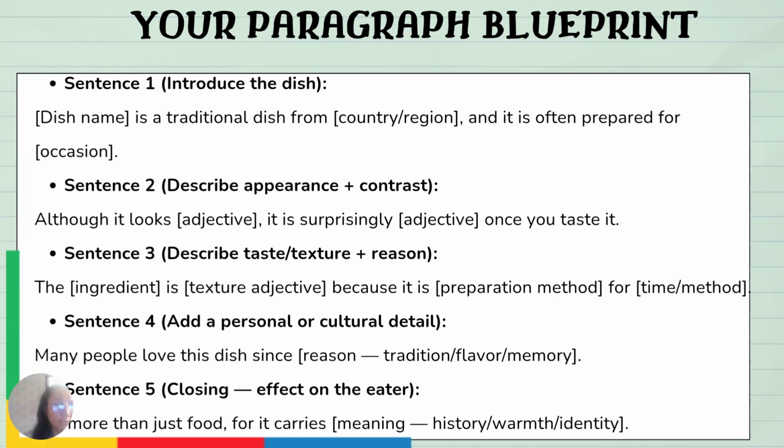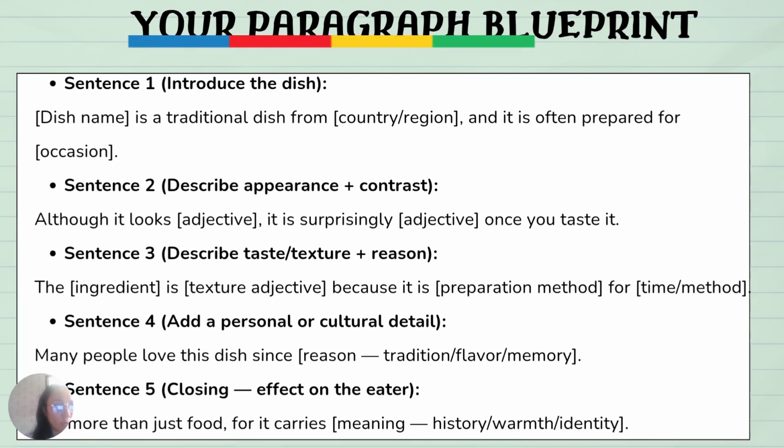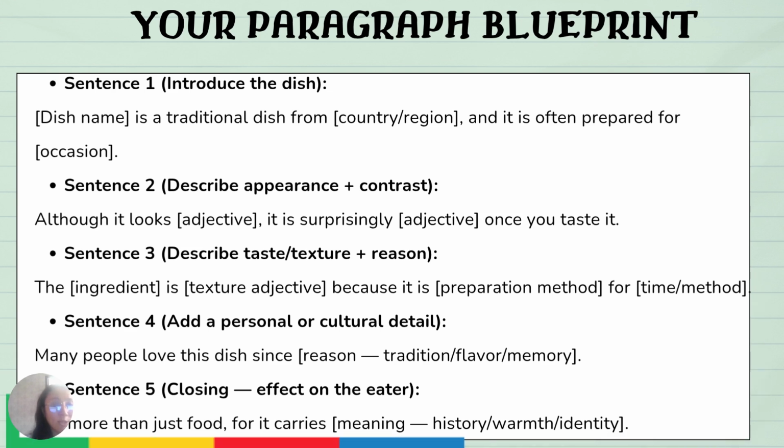And continue your writing with the second sentence describing appearance and give contrast. Although it looks how, give some adjective, it is surprisingly how once you taste it. So instead of these adjectives, you may put the adjective that is appropriate for your dish. And then continue with sentence 3, describing taste and texture with reason.